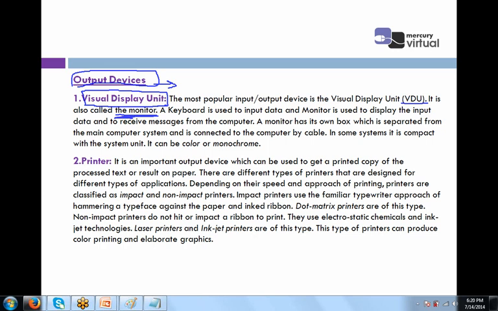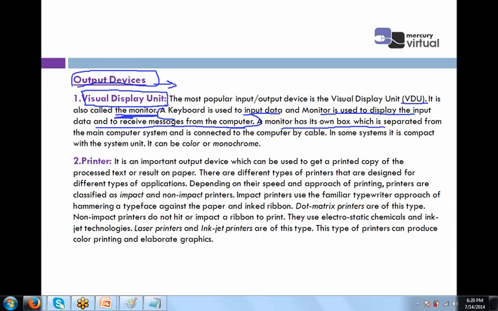A keyboard is used to input data, and the monitor is used to display the input data and to receive messages from the computer. This line basically gives a comparison of the input device and output device. Basically, this line says the monitor is used to display the input data and receive messages from the computer.